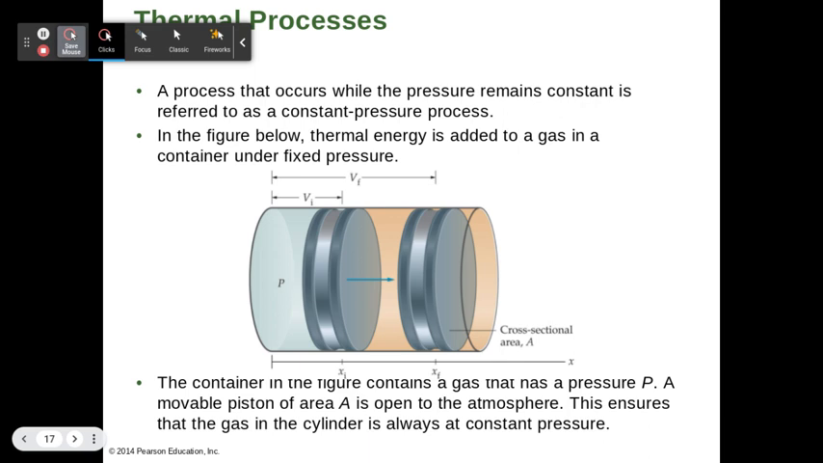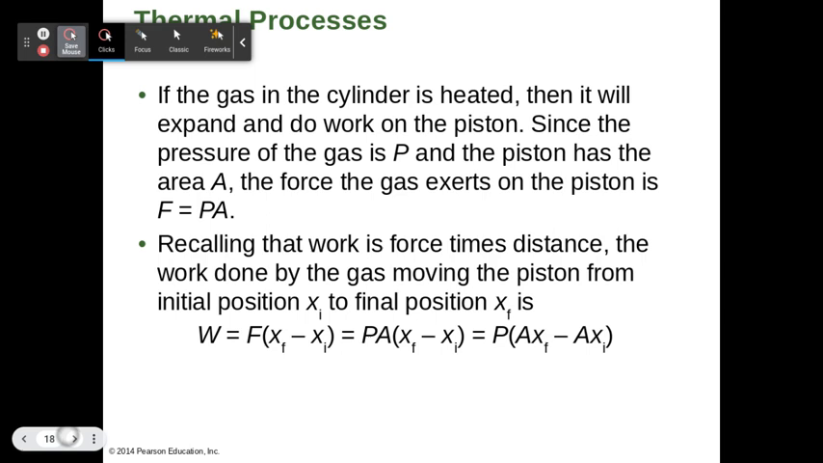And this is just showing you an example of that. Okay. If the gas in the cylinder is heated, and then it expands to do work on the piston, since the pressure of the gas is P and the piston has the area A, the force of the gas is P times A. And work is force times distance. So we're looking at a different process now. This is not constant volume. This would be, I believe, a constant pressure process.